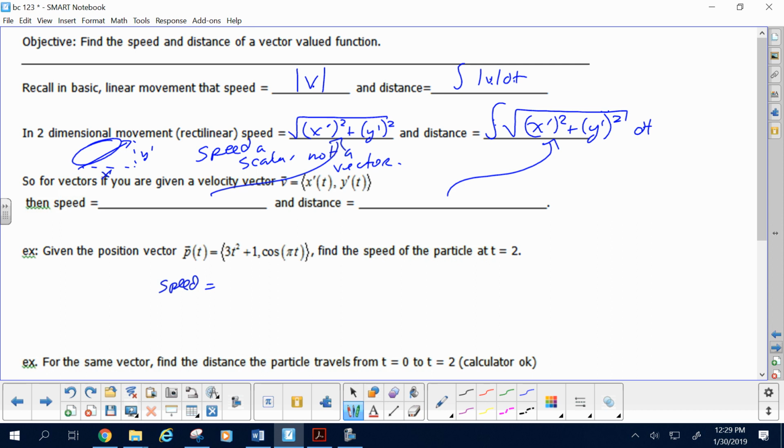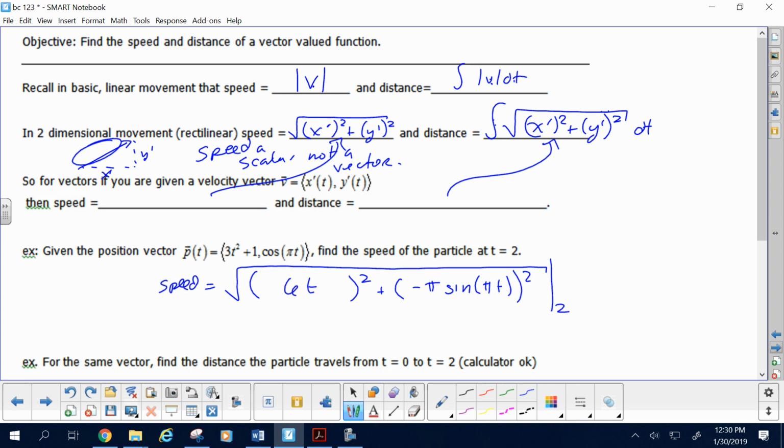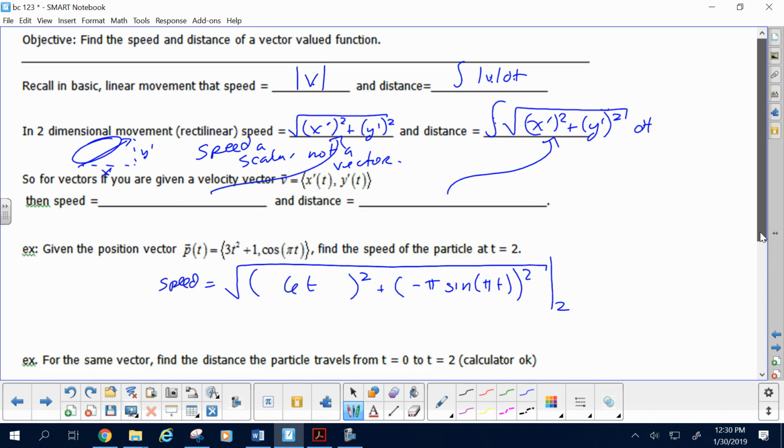is the calculation of, at time equal 2, we take the derivative of position, which is 6t, quantity squared, plus negative pi sine pi t, all that squared, and we evaluate that at 2, whatever that is. You track it?